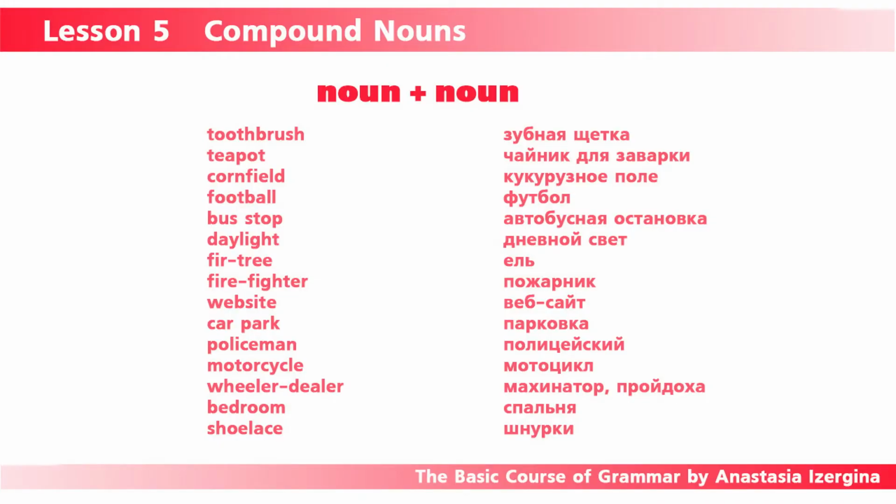So, what are the parts of compound nouns taken to make a new word? They can be different parts of speech. Let's see several formulas and several examples of each type. So first type, it's noun plus noun compound words. The examples could be words like toothbrush, cornfield, bus stop, fir tree, teapot, football, daylight, firefighter, website, policeman, wheeler dealer, shoelace, motorcycle, bedroom. I am sure you can see the initial roots which make those new compound nouns.